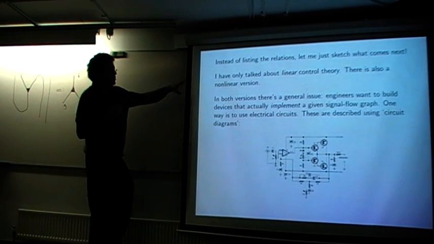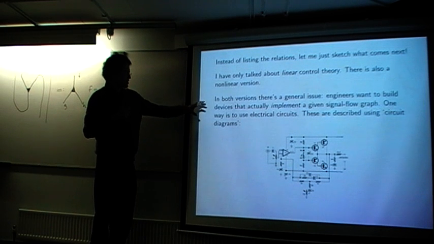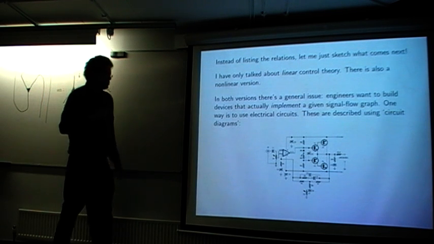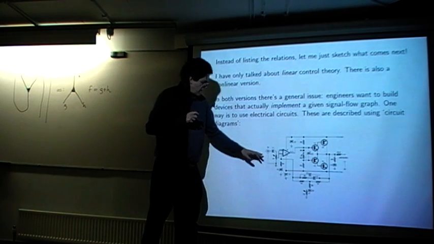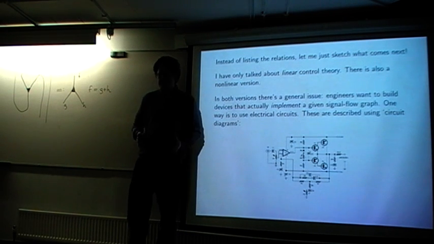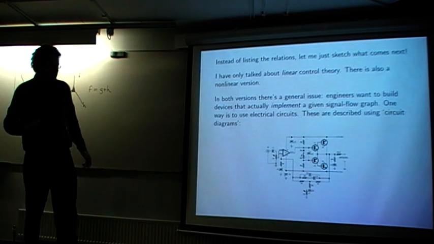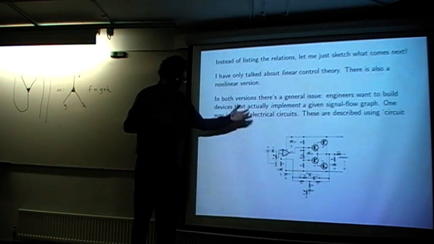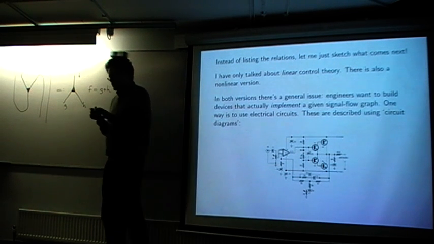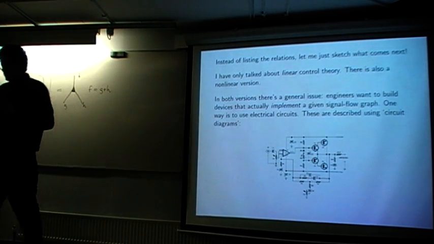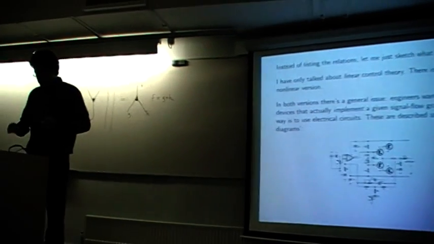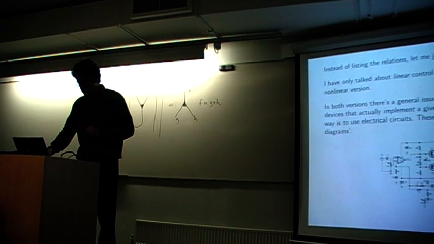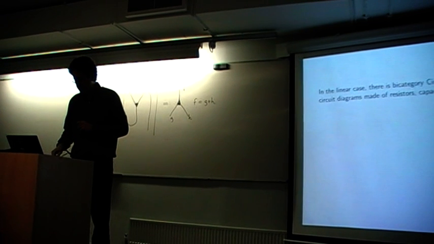But anyway, in both the linear or the nonlinear version, there's a general question of how do you build devices that actually implement a given signal flow graph. You could build a circuit, which is some kind of diagram of its own, and try to get the circuit to do something when you feed in some currents into one end. You might want some currents coming out the other end that are functions of those coming in. So this is not a signal flow diagram, but it's supposed to somehow be the kind of diagram you draw when you're trying to build a machine that implements a signal flow diagram.